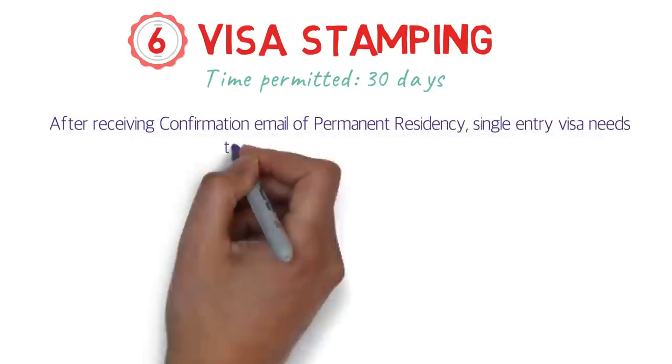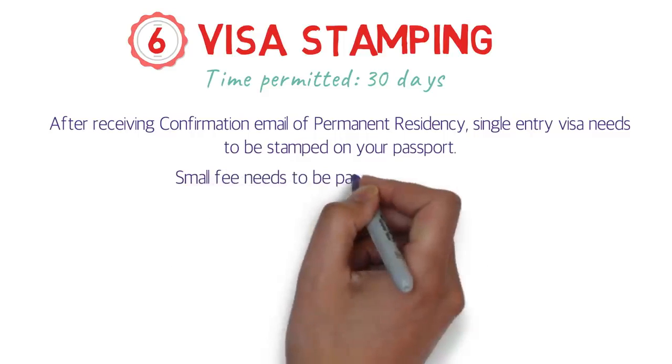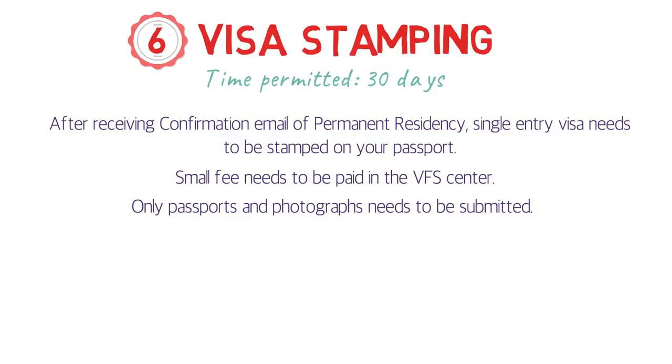Now the step 6, visa stamping, which is the very last step. Now, after you get the email from IRCC that your PR has been confirmed, you're given 30 days. In these 30 days, you have to go to the VFS office and submit a few documents. After receiving that email of confirmation of PR, a single entry visa needs to be stamped on your passport. A small fee needs to be paid in the VFS center. Only passport and photographs need to be submitted, but you need to carry the printout of that email which you get from IRCC.